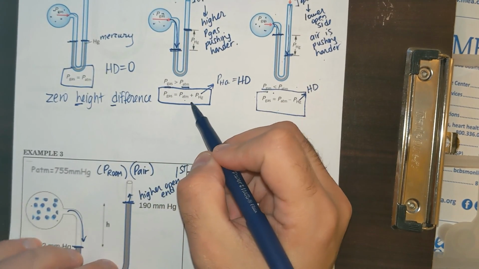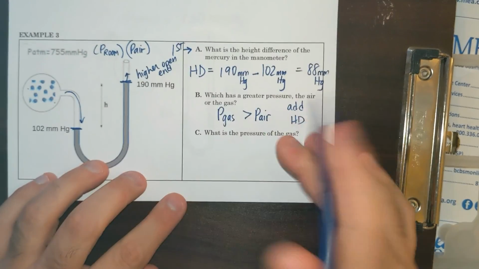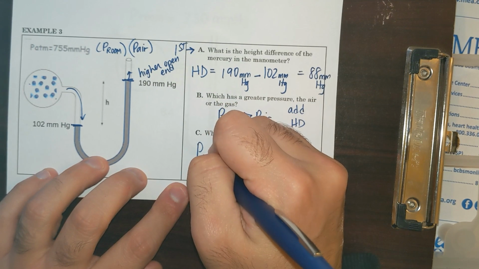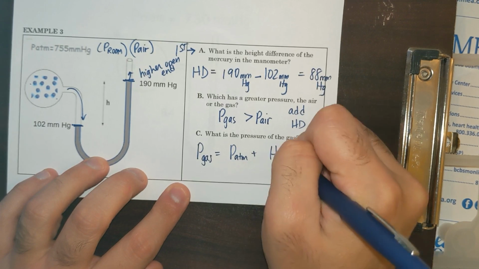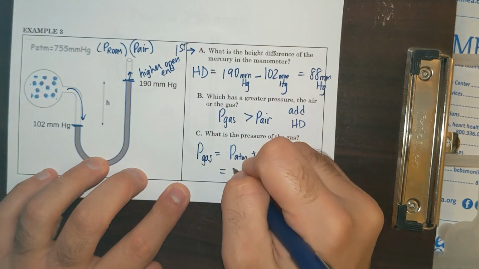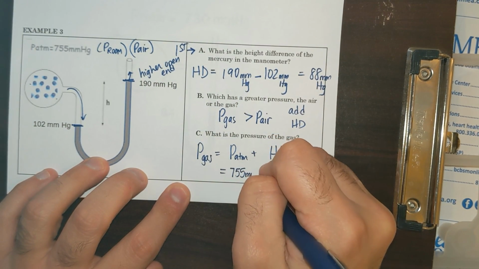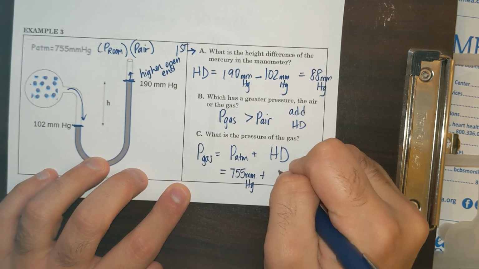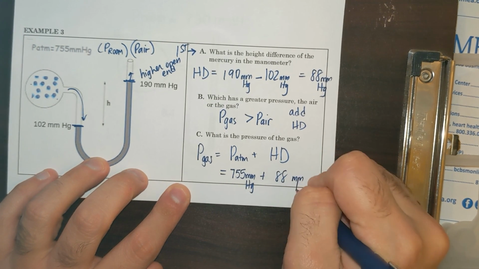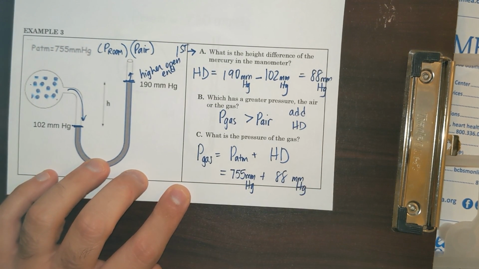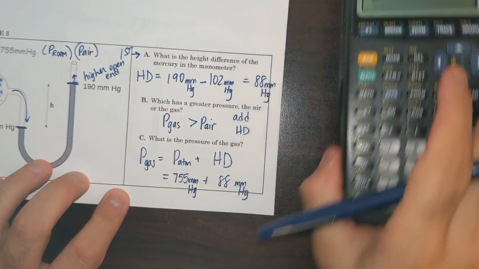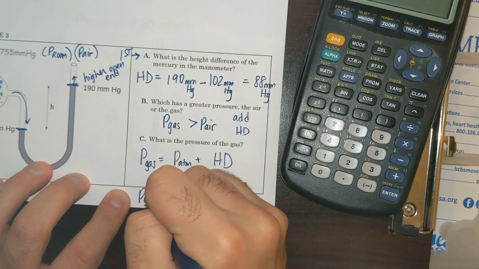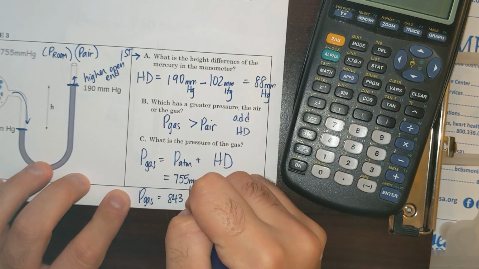P of gas is equal to P atmosphere plus P of the height difference. P of the gas is equal to P of atmosphere plus the height difference. So atmosphere was 755 millimeters of mercury plus 88 millimeters of mercury. And if I do this math correctly on a calculator, 755 plus 88, I get 843 millimeters of mercury.